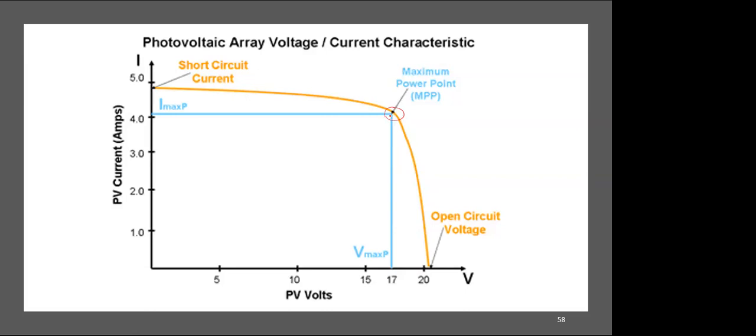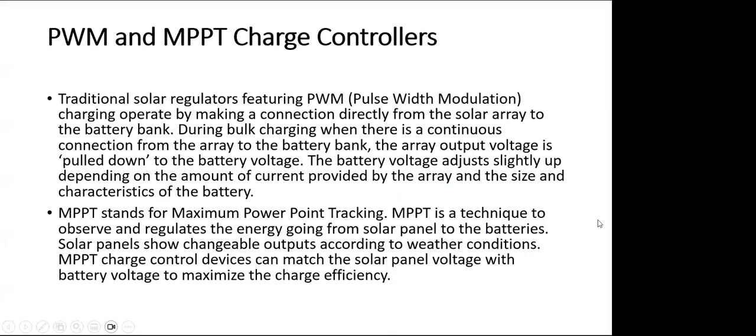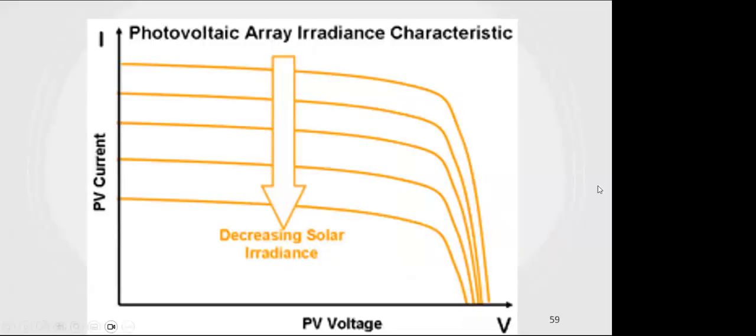Now what happens when the irradiance varies? The level of solar energy varies, so this curve is not the same. This curve is only for a particular constant solar radiation. With a decrease in solar radiation, the curve also varies. So the operating point should also vary, and the maximum point also varies.